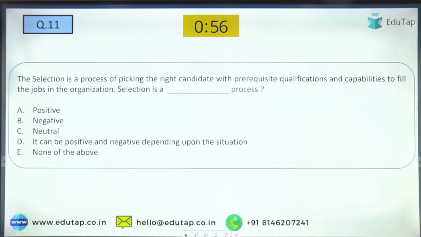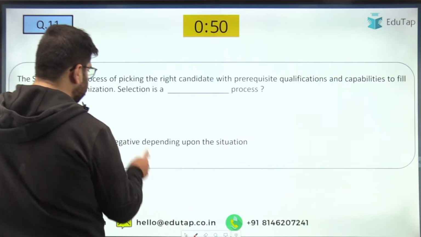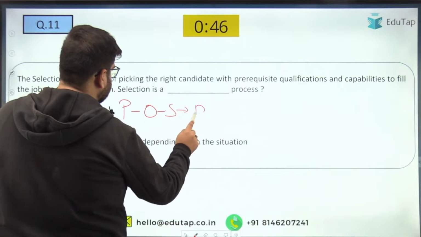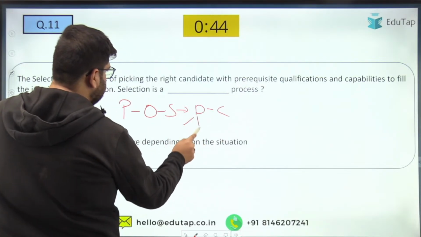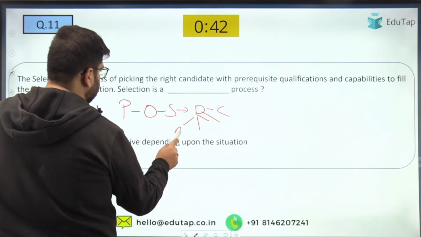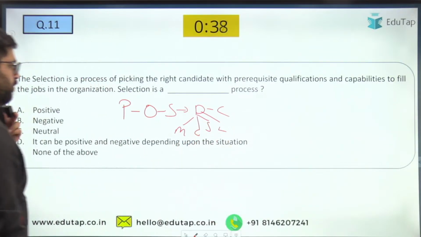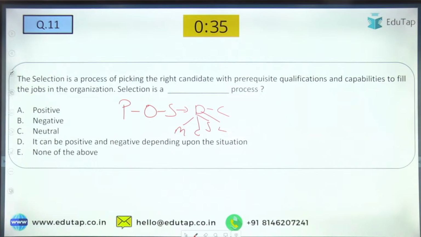Now we are moving to staffing. Staffing is also one of the major functions of management. If somebody asks you the 5 functions of management: planning, organizing, staffing, directing, and controlling. Directing has 4 very important components: motivation, communication, supervision, and leadership. Do remember all of these because they are the basics of management.